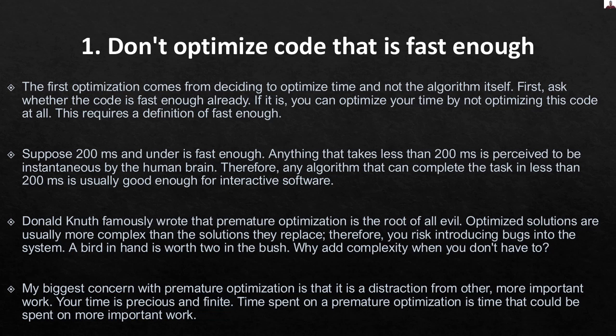This requires a definition of fast enough. Suppose 200 milliseconds and under is fast enough. Anything that takes 200 milliseconds or less is perceived to be instantaneous by the human brain. Therefore, any algorithm that can complete the task in less than 200 milliseconds is usually good enough for interactive software.